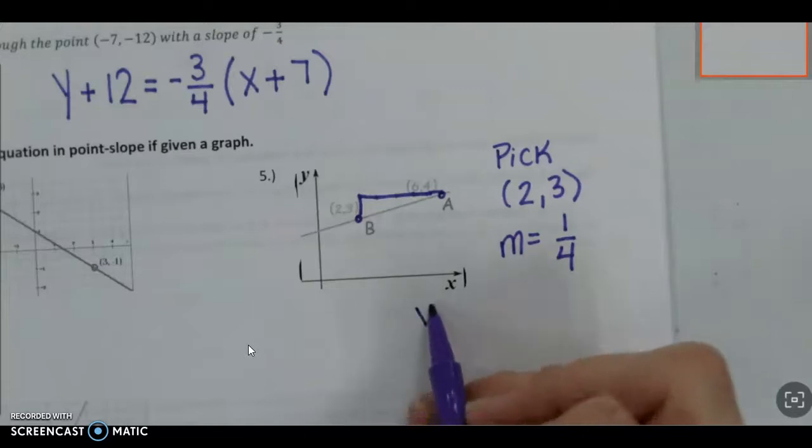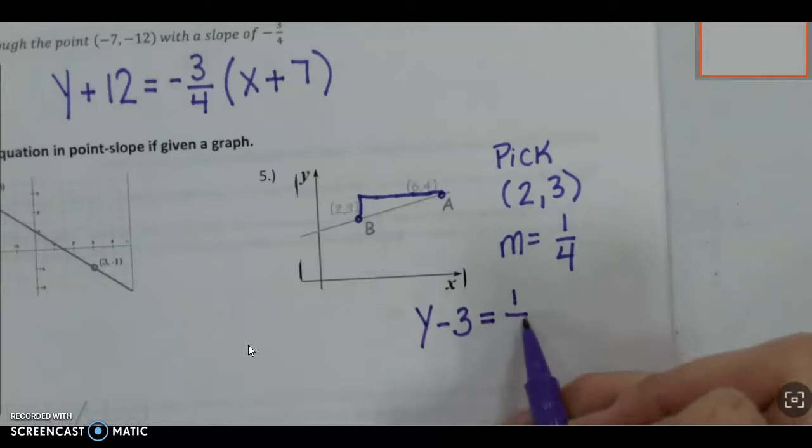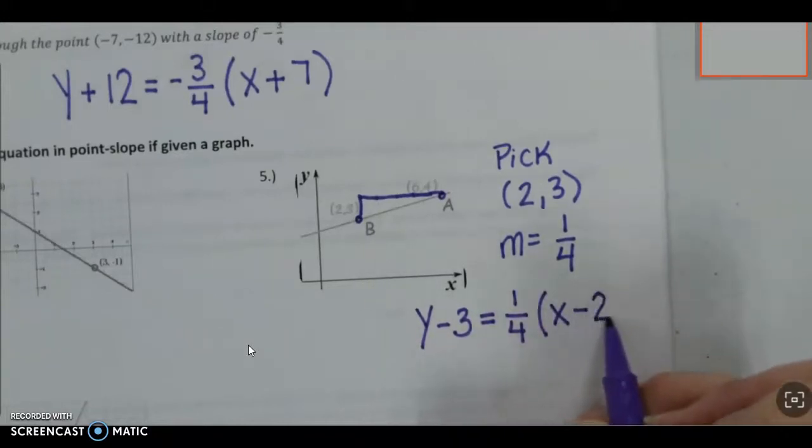Y minus 3 equals, my slope is 1/4, x minus 2.